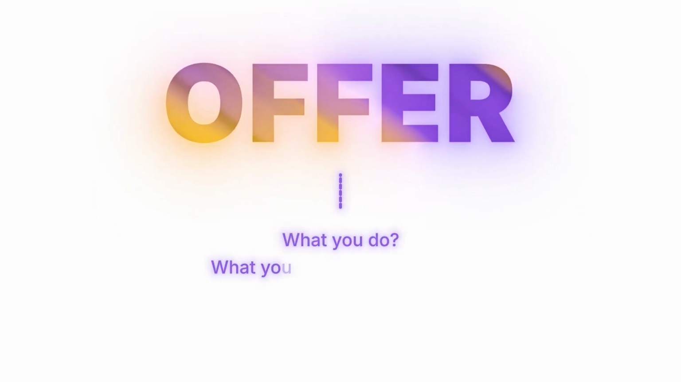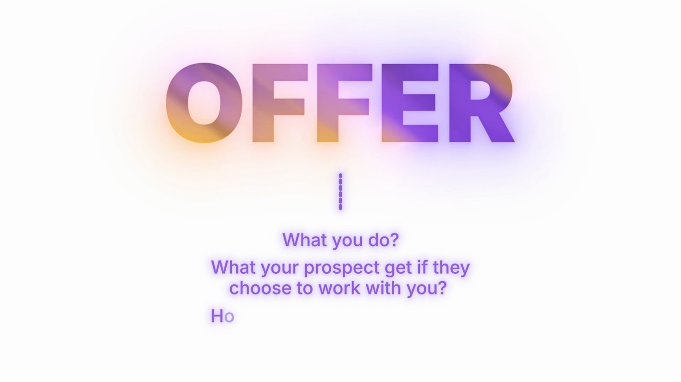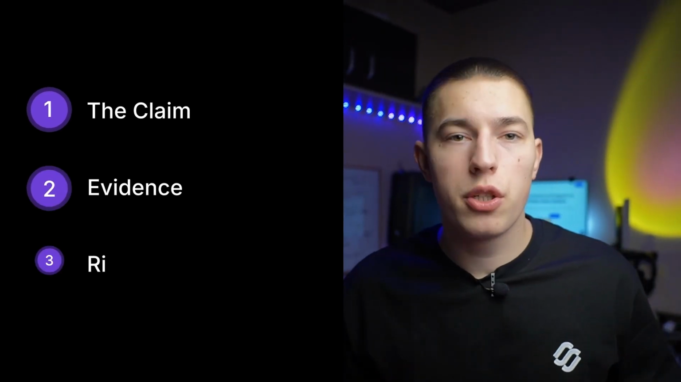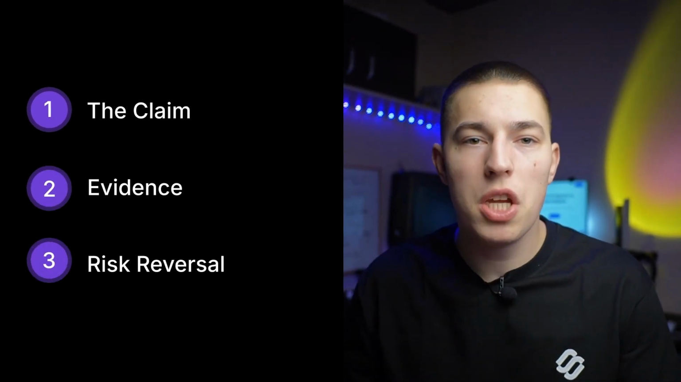The offer in your cold outreach message is one of the most important parts. It shares everything about what you do, what your prospect will get if they choose to work with you, and how and when they will get it. The offer is made up of a couple of parts: the claim, evidence, and risk reversal. All of these parts should be specific and tangible, and we'll take them apart one by one.